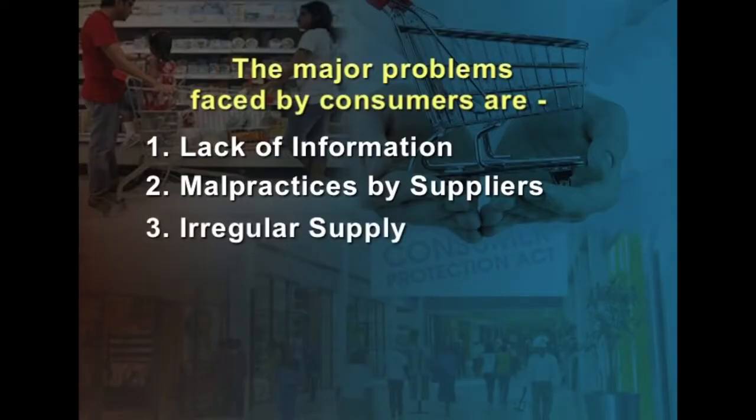Malpractices by suppliers create serious problems for consumers. Suppliers engaged in antisocial activities like black marketing, hoarding, profiteering, etc. spoil the relations between the buyer and seller. The third problem is irregular supply.